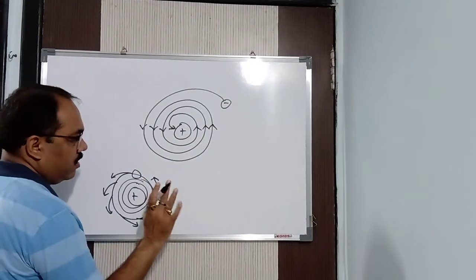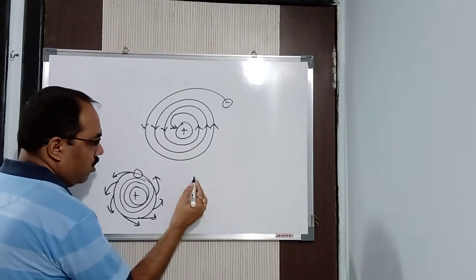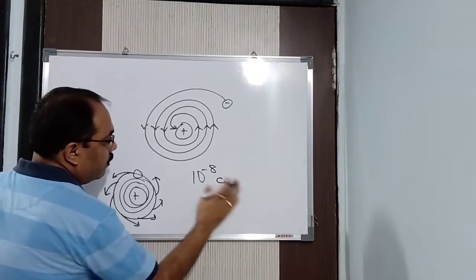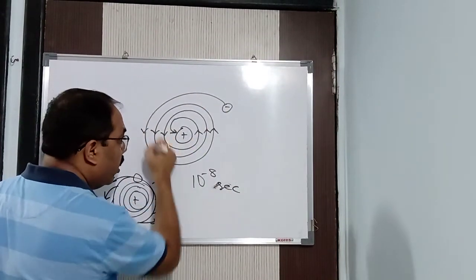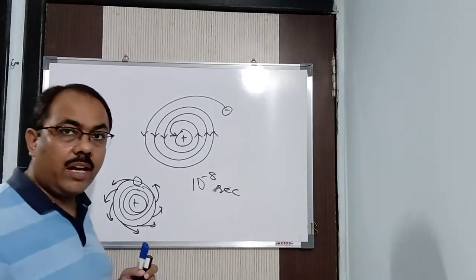For this to happen, for an electron, the time taken, which was calculated by Maxwell to be 10 to the power minus 8 second, it takes for one electron to fall into the nucleus and get destroyed. It takes 10 to the power minus 8 second.